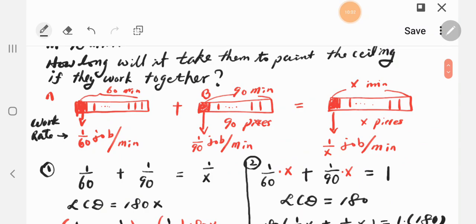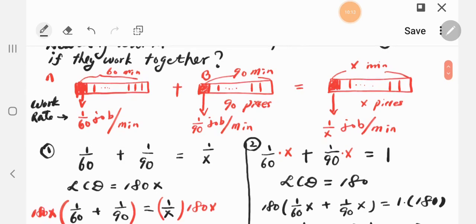So write an equation using the work rate. Or you can multiply each work rate by the time, in this case, x minutes. Then you have another equation like this.